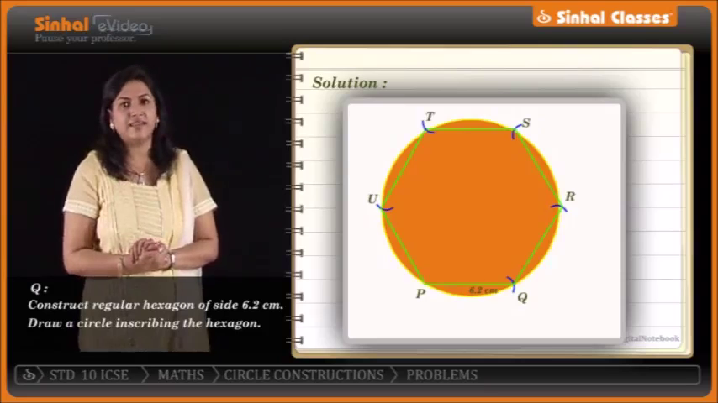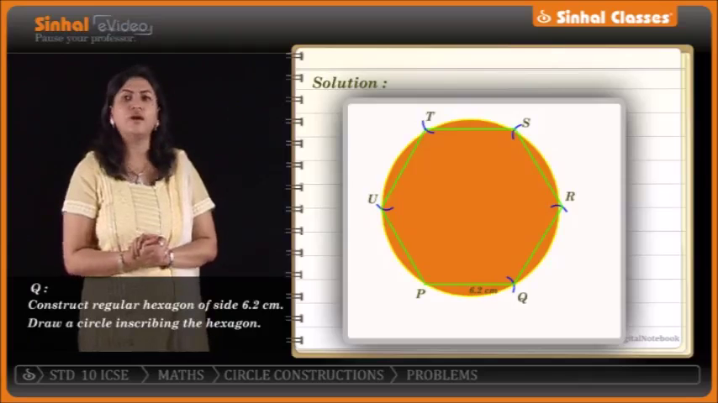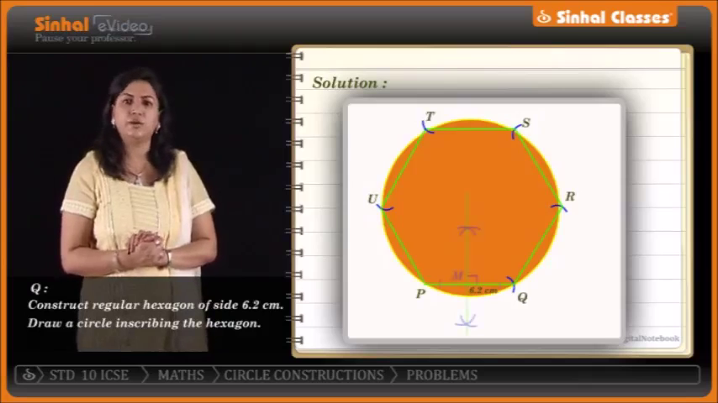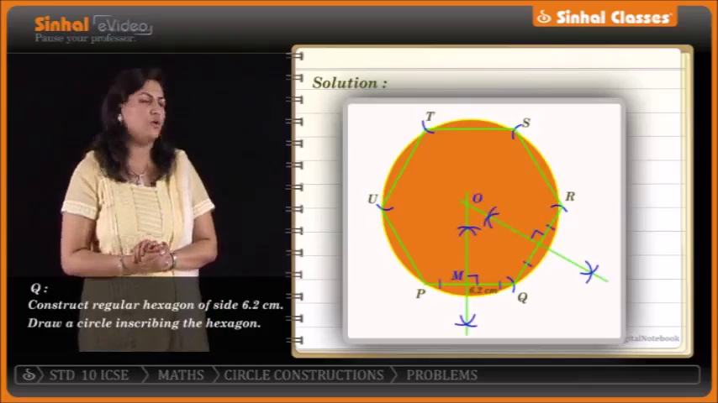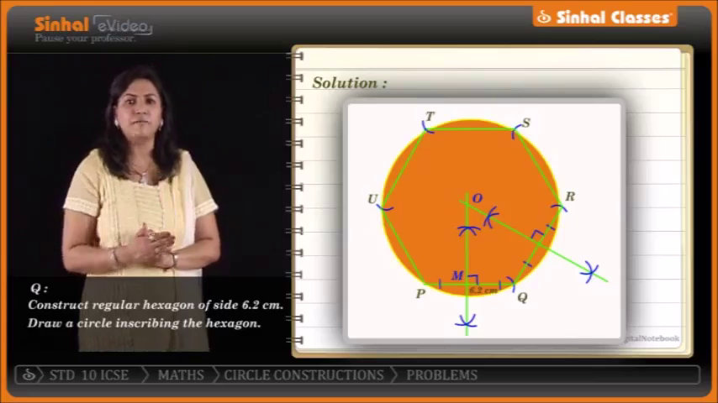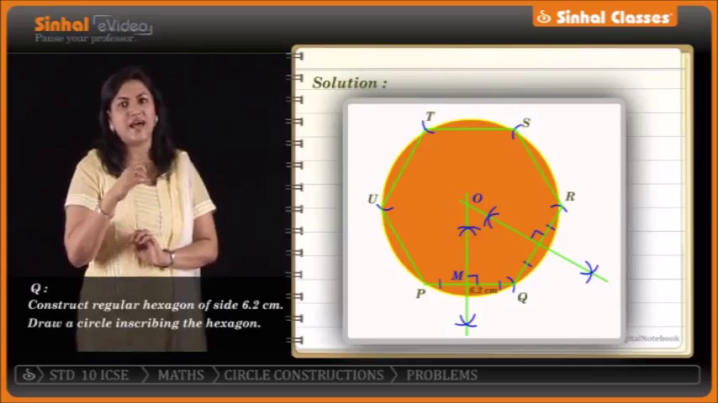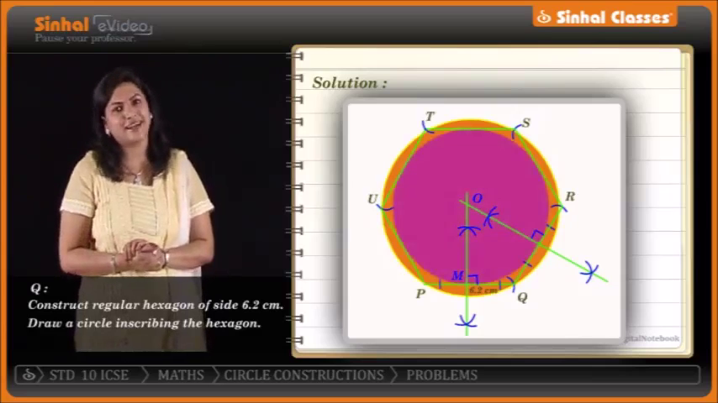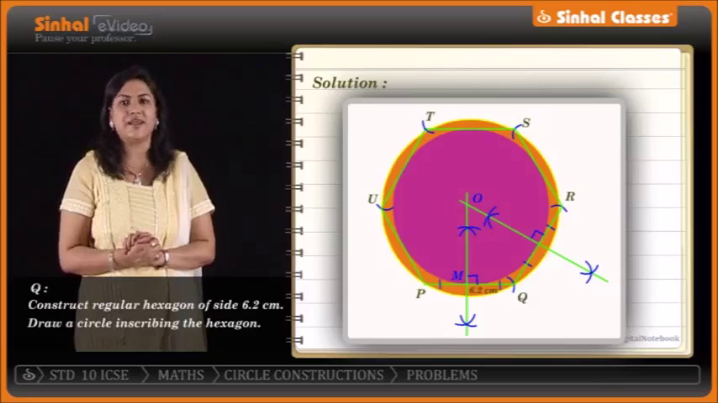Once we have the hexagon, we want to inscribe a circle on it. So we will draw the perpendicular bisectors of the sides PQ and QR. Let them meet at point O. Now OM perpendicular to PQ. So take the radius as OM, draw a circle inscribing the regular hexagon.